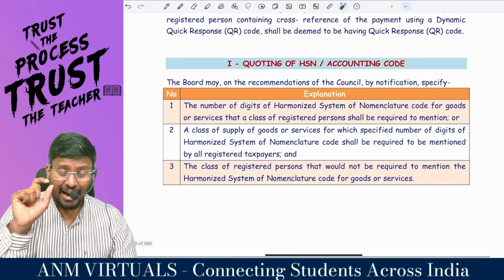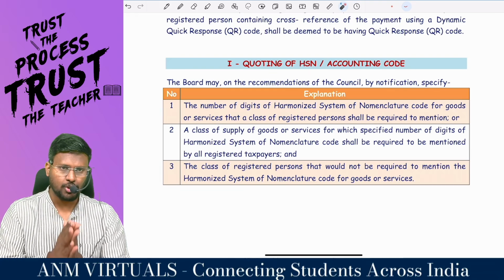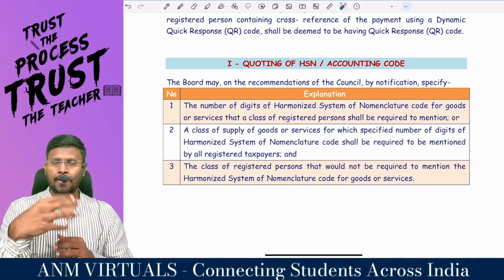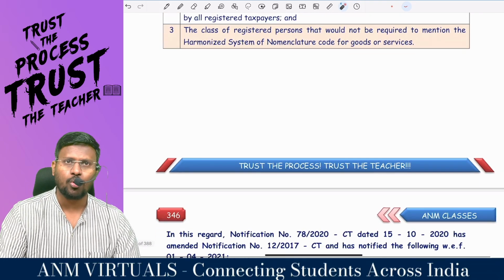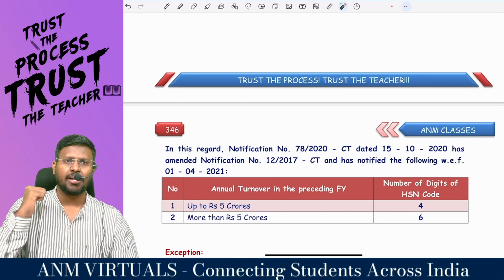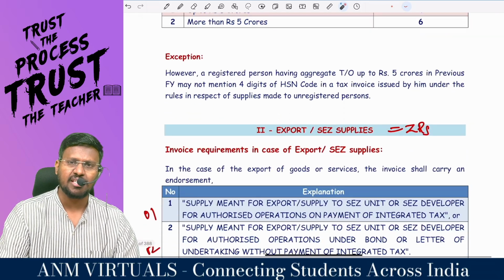Now, the next item in the tax invoice is the HSN or accounting code. My dear lovable students, whose invoice should have HSN or accounting code? Sir, if aggregate turnover is up to 5 crore in the immediately preceding previous year, then a 4-digit number should be there. More than 5 crore means a 6-digit number should be there.